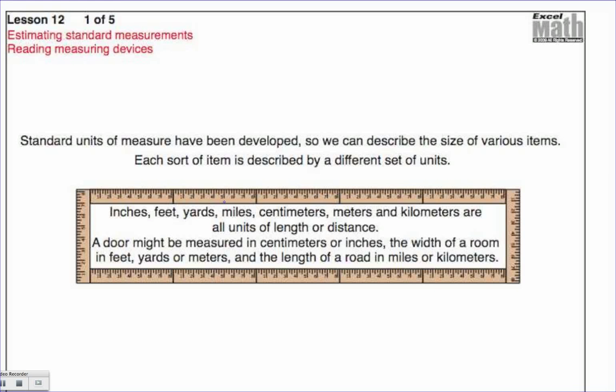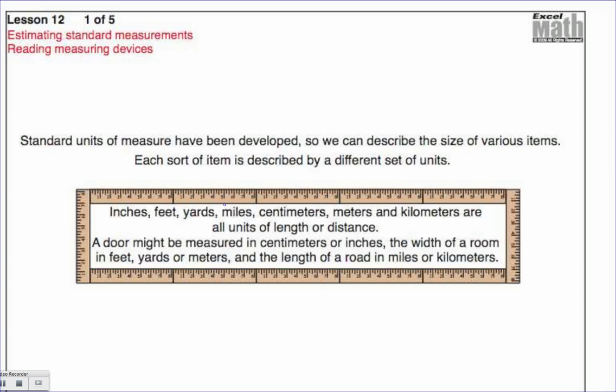Fifth grade Excel, lesson 12, estimating standard measurements, reading measuring devices. We're going to go over quite a bit of measurement today, and again, this should be review for you, beginning of the year of the fifth grade Excel. We've got a lot of review from third grade and fourth grade standards just to make sure you haven't forgotten anything. Standard units of measure have been developed so we can describe the size of various items.